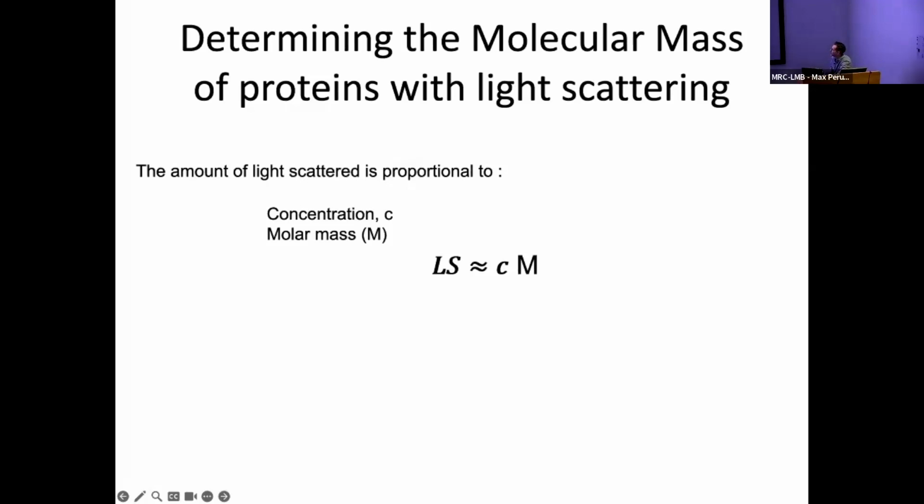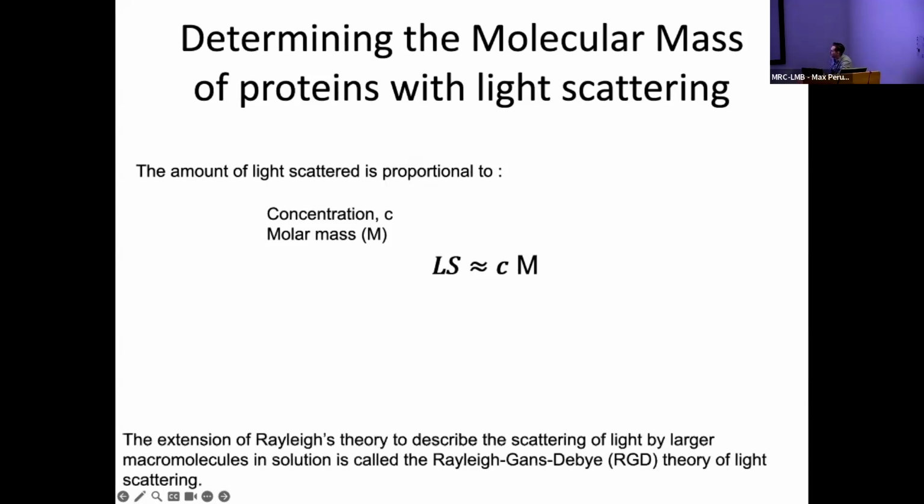So this is an extremely simplified version of what Rayleigh described. It's scattering of larger macromolecules in solution. It's actually called the Rayleigh-Gans-Debye theory. So this is the most important part. This is actually what he made.